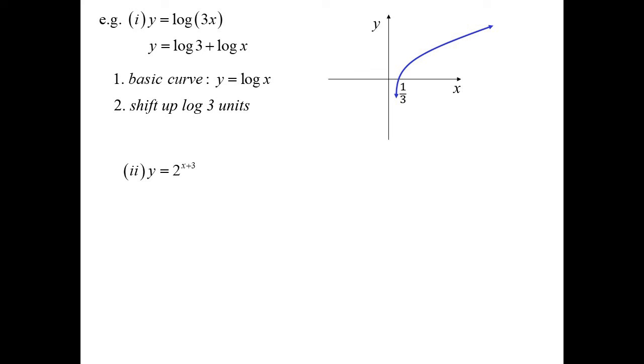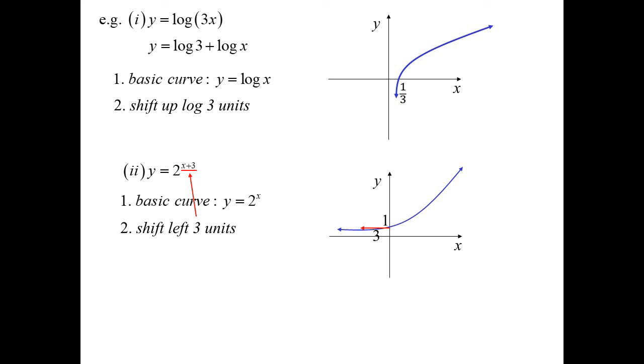What about 2 to the power of x plus 3? Well, the basic curve, 2 to the power of x. But in this case, because it's grouped with the x, it's going to be a horizontal shift. And we've shifted it left 3 units. So if we move that over 3, the y-intercept becomes 8.